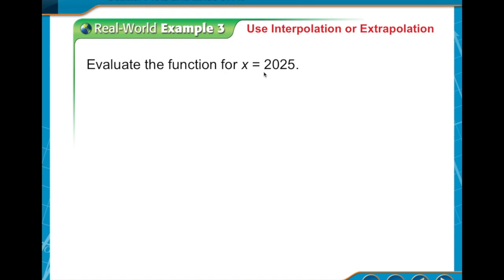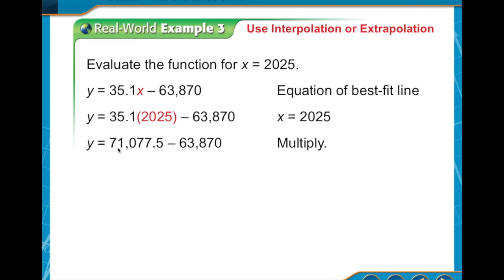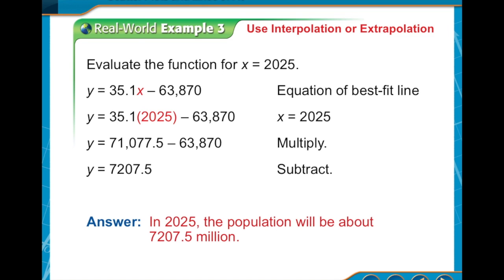So we want to plug in that year for x that we're told. So there's our equation given. We'll plug in that value for x. Now we're simply just multiplying and subtracting. So multiply here. You get this big number here, a little over 70,000. Subtract that 63,000, and our y value is 7,207.5. So what does that mean in terms of this problem? Well, that is the population that we expect to have in the year 2025.